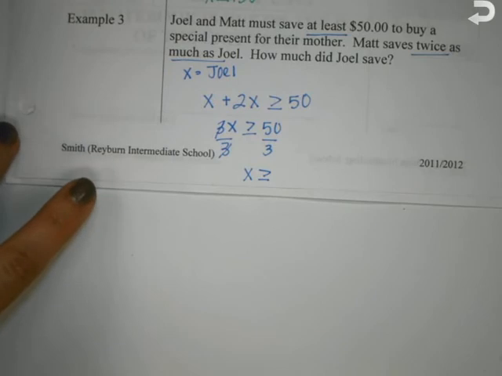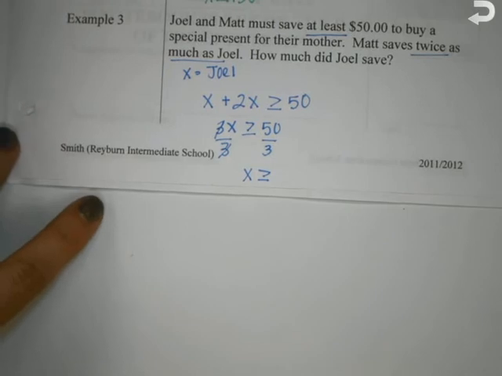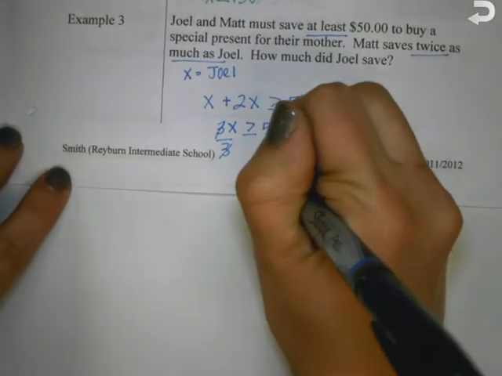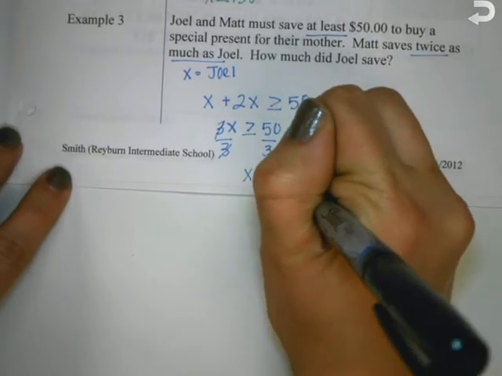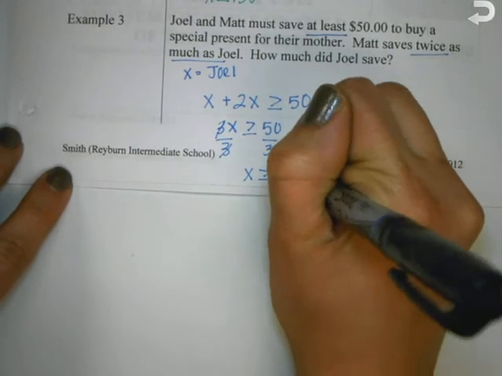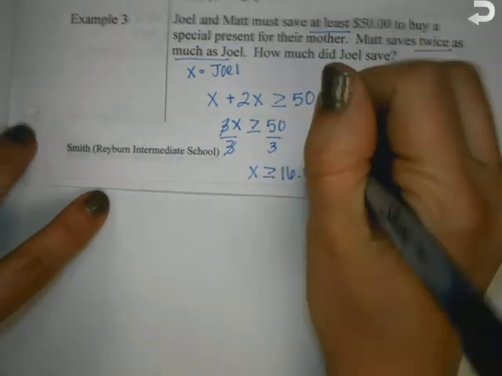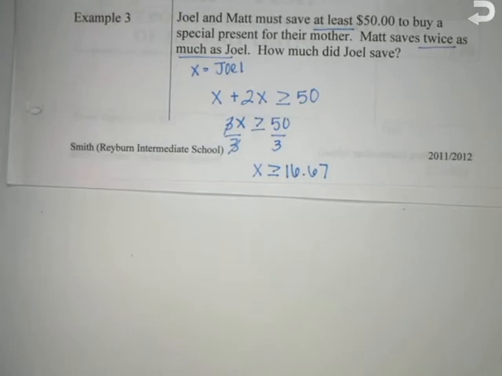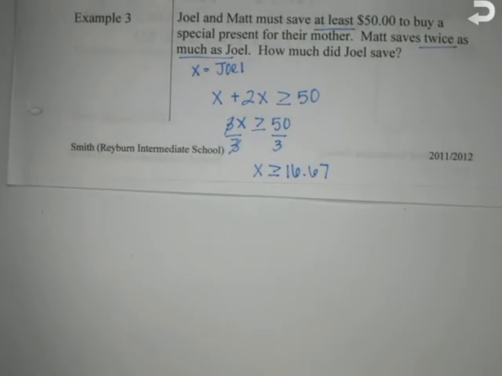Got 6, 7. Okay, I meant that. I got x greater than or equal to 16.666666666, so 6, 7. Is that a complete answer? No. We want to know how much Joel saved.